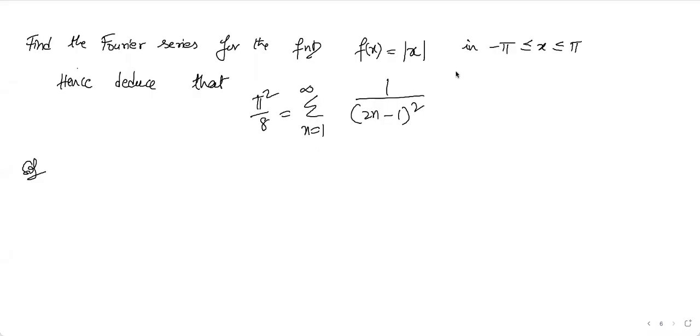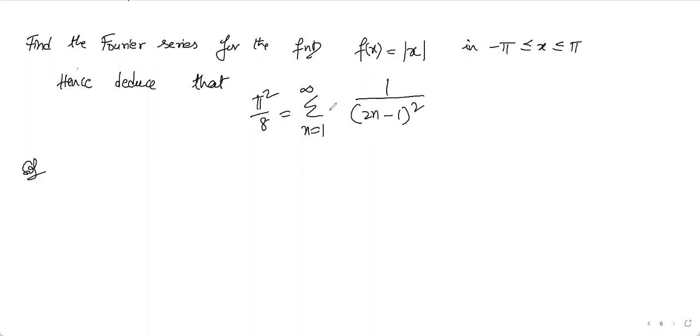Now let us find the Fourier series for the function f of x equals mod x over the interval minus pi to pi. Hence, let us deduce that pi square by 8 is the summation n equals 1 to infinity of 1 by 2n minus 1 whole square. Let us solve that now.